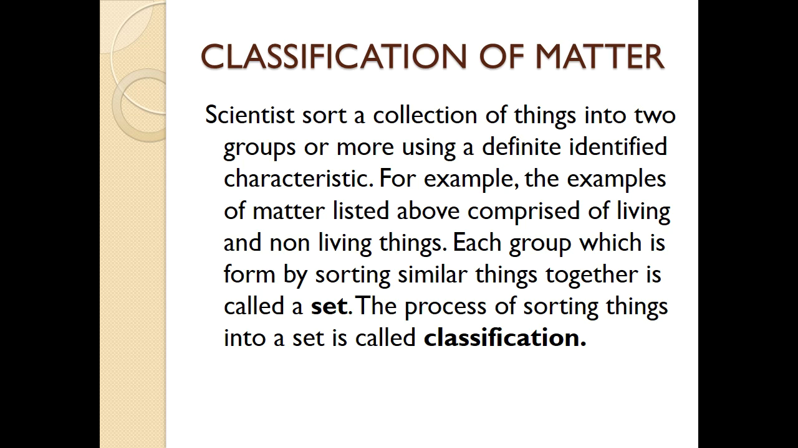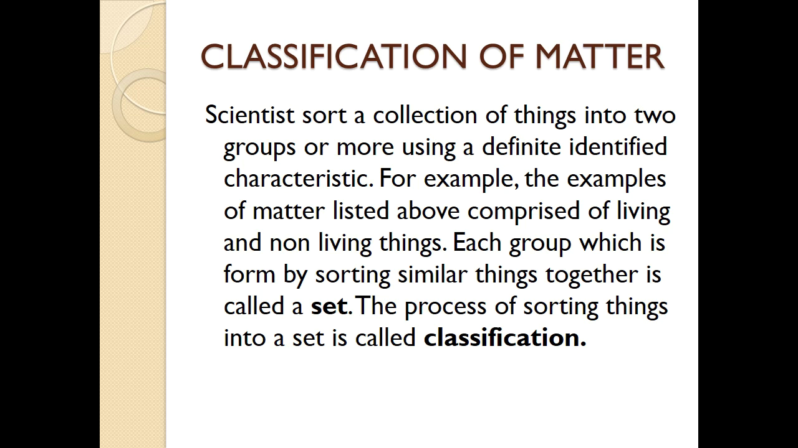Classification of matter. Scientists sort a collection of things into two groups or more using definite identified characteristics. When you place things into a group or more, that is called classification. And what we use in placing things into groups is their definite identified characteristics.